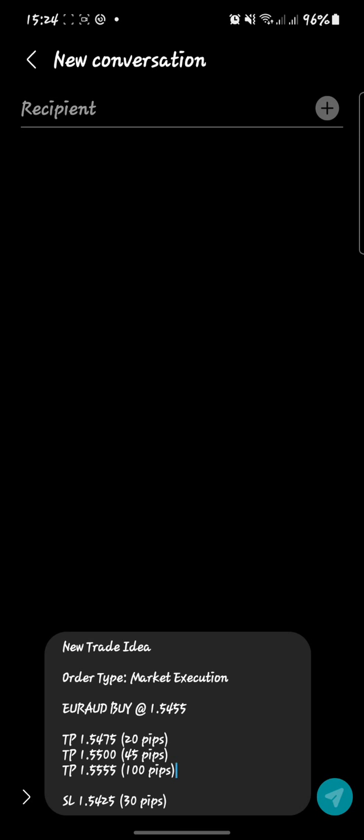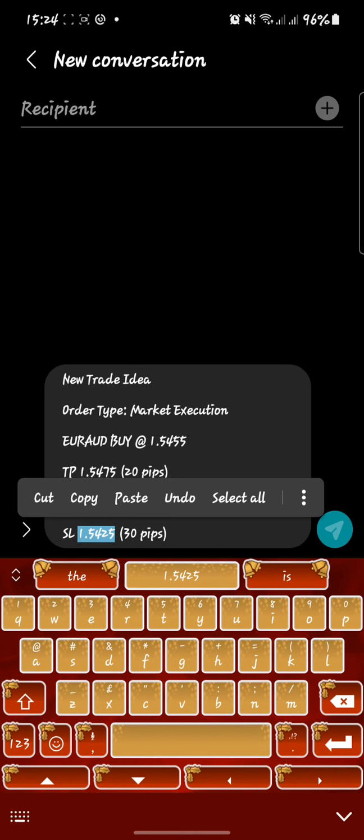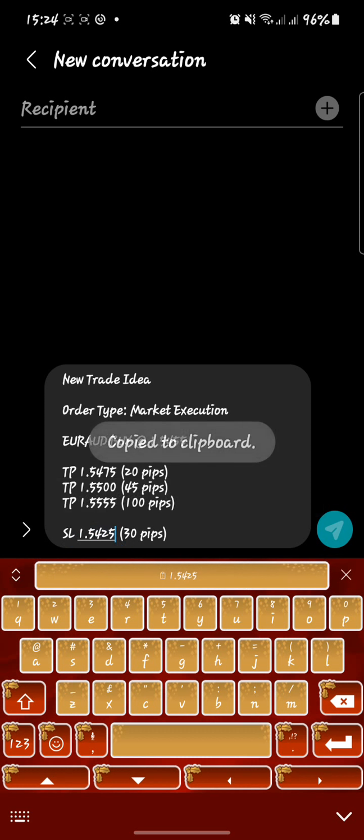All right, so I'm copying the stop loss right now, which is right there at the bottom there, return SL. I click copy, and that number is now in my clipboard. All right, remember, Euro AUD buy, the number that is after the buy there, this is the exact price that this trade alert was actually called out. Okay, don't worry about that because it's market execution. You get in as soon as you receive the trade alert.